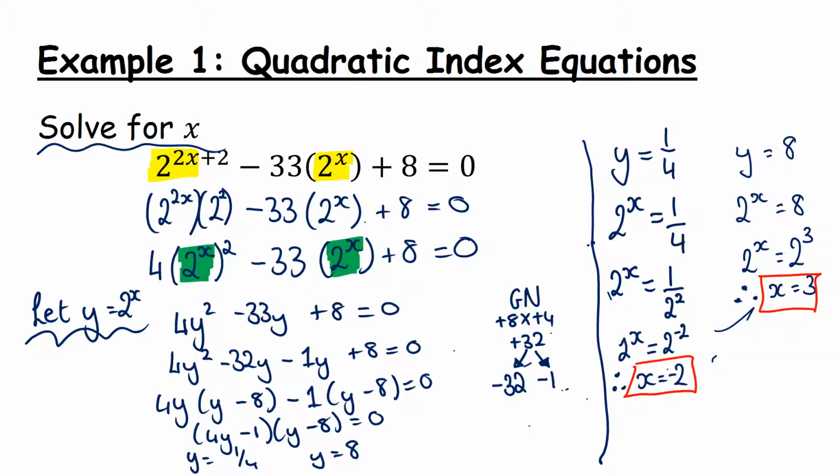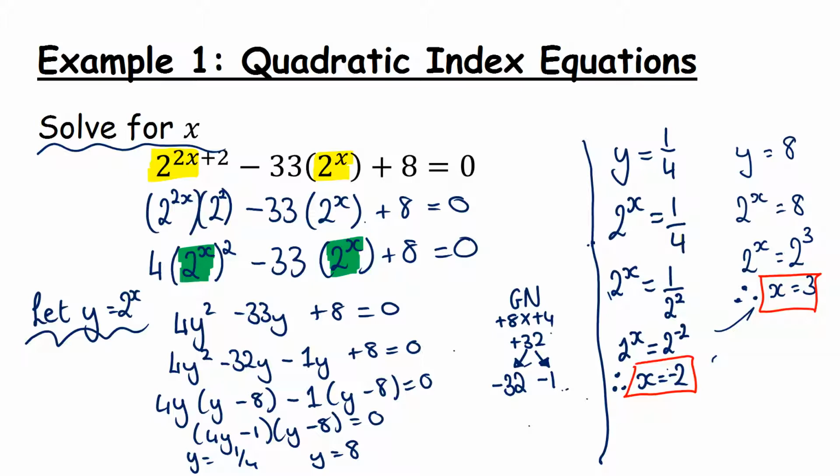Now, using the rules of indices, the fifth one down in the first column on page 21 says I can write this 1 over 2 to the power of 2 as 2 to the power of minus 2. Therefore, x equals minus 2. So that's our first answer.